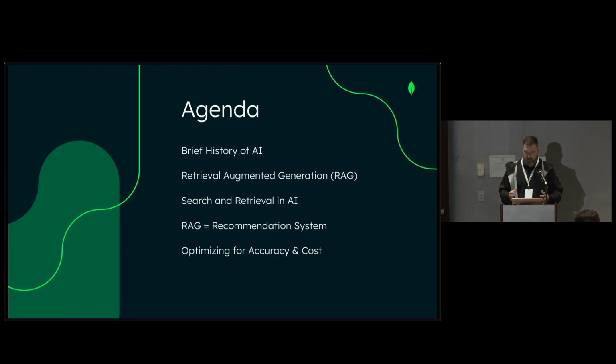Throughout this talk, there's going to be several resources that I'm going to share with you through QR codes, so have your cameras ready if you want to dig a little bit deeper.